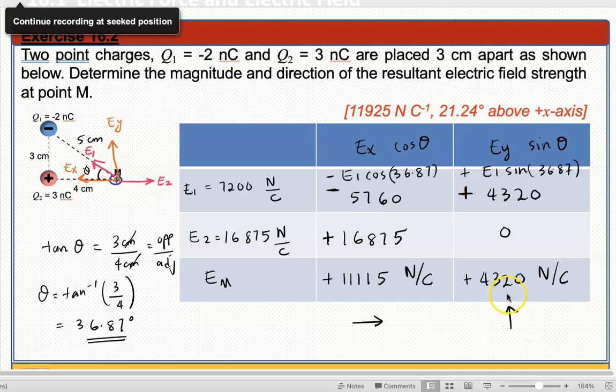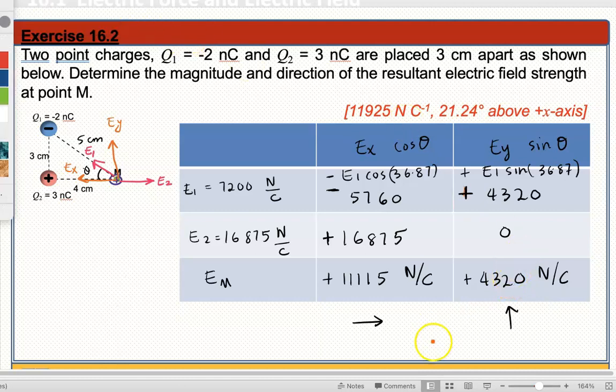The next step is to find the magnitude and also the direction of the resultant. My EM should be located in this quadrant because I have an X component to the right and a Y component upwards. So my resultant should be here. This is just guessing first.